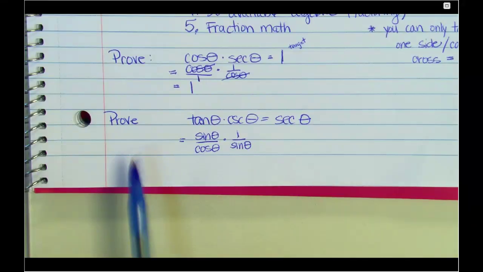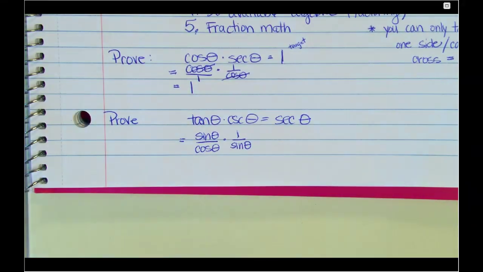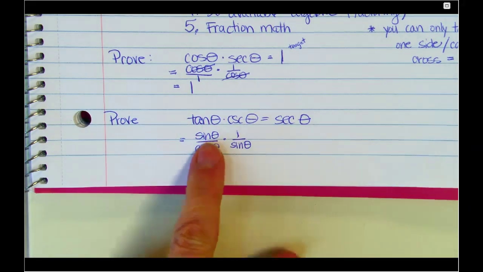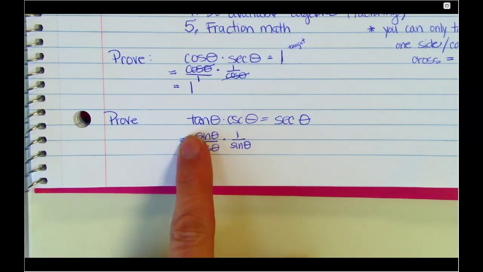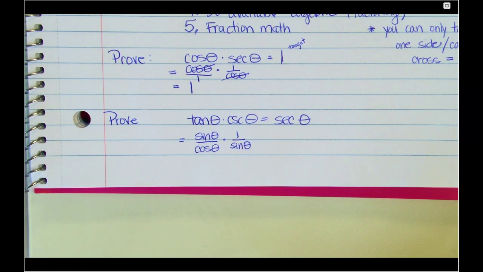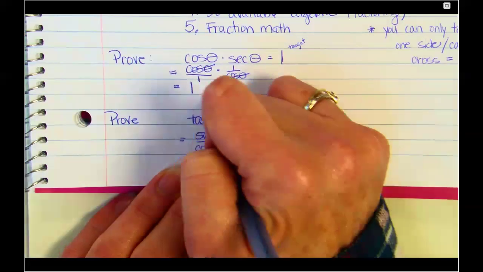Okay, now it's all about simplifying and canceling. So what can you simplify or cancel? Okay, so listen, I just want to explain why. This is a sine on top and a sine on the bottom. If I pulled those two pieces apart, it's a sine over a sine, which is equal to 1. So I can cancel them. 1 on the top, 1 on the bottom cancels.